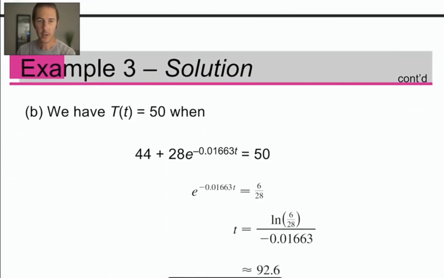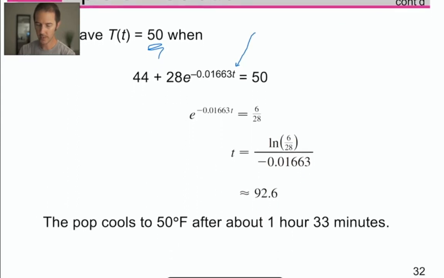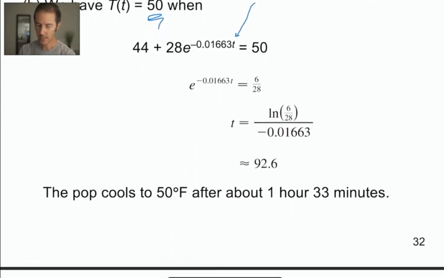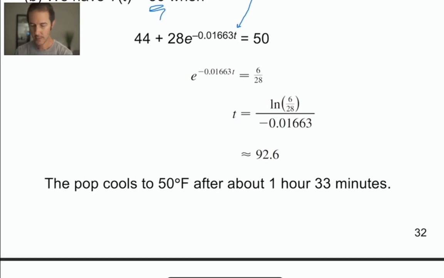When will the bottle of soda reach a temperature of 50 degrees? We take 50, see they're giving us an output value, and they're asking us to solve for the t value, which is the input value. Subtract 44 from both sides, divide both sides by 28, take the natural log of both sides, divide by negative blah, blah, blah. You run the calculator, you get approximately 92.6 minutes. That's about an hour and 33 minutes.